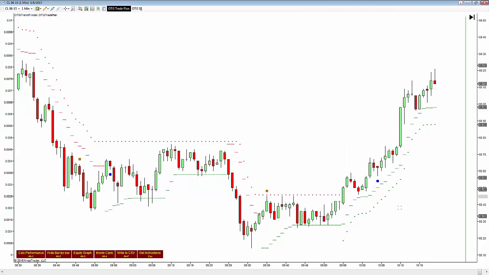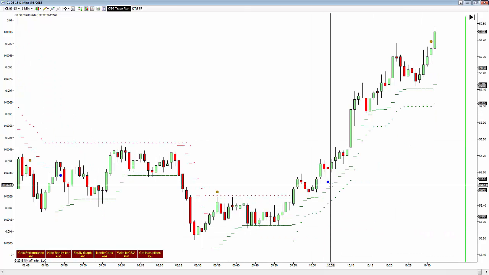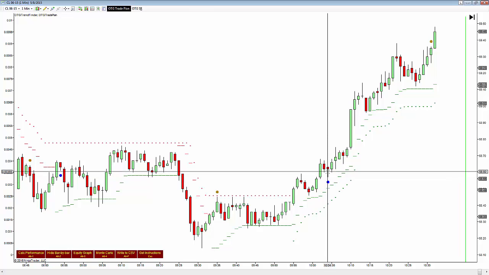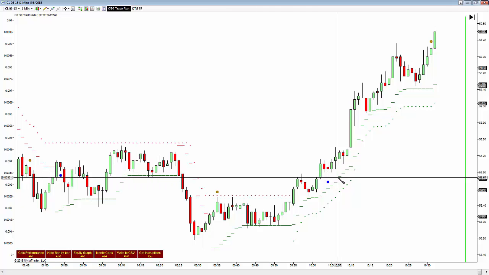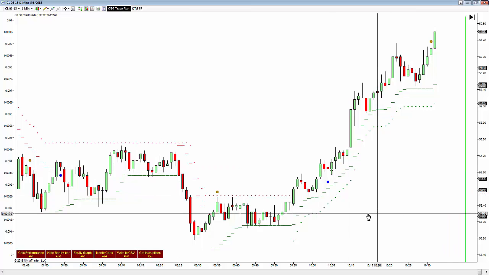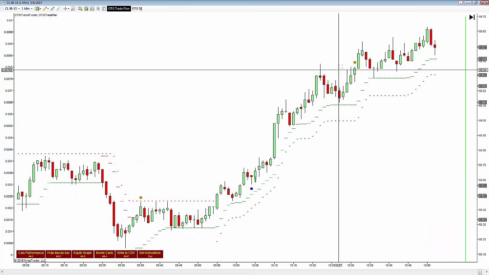Your first one that lines up is not until we get here. And this would be your first trade of the day here, at 10:04 a.m. So we would look again to get long on the open of this bar. Okay. And then you would be looking to push up here.